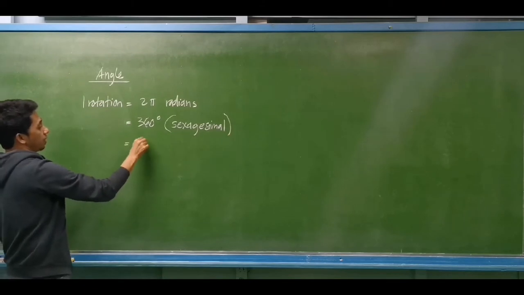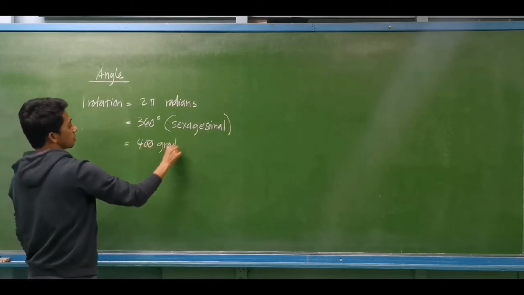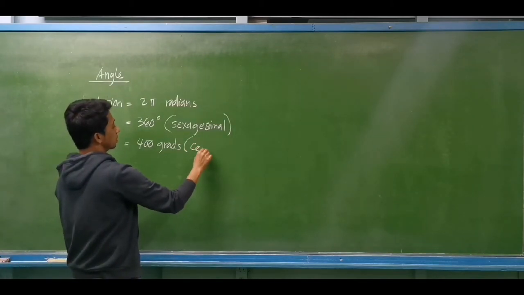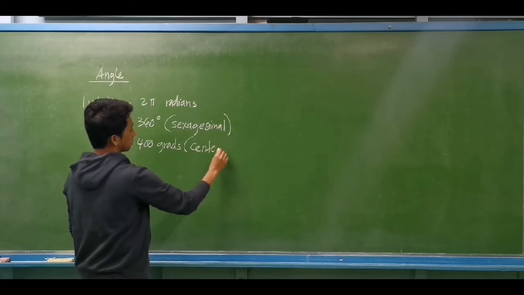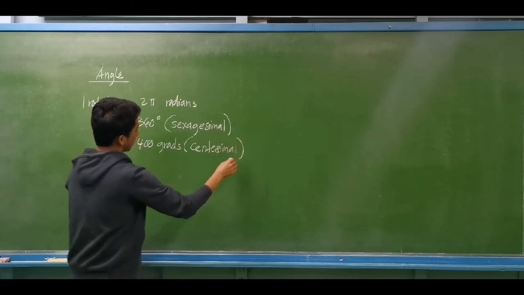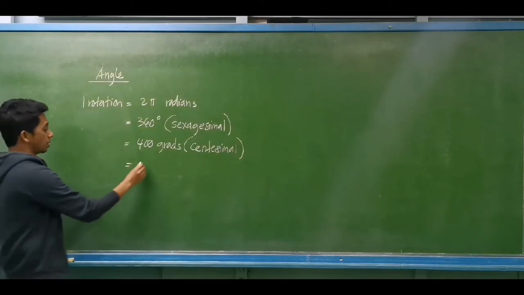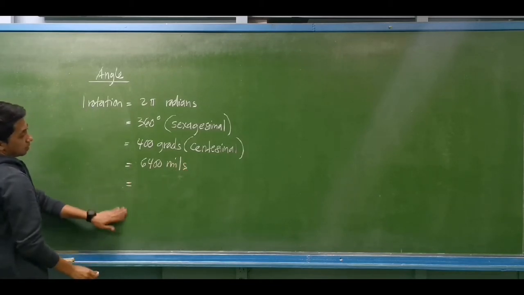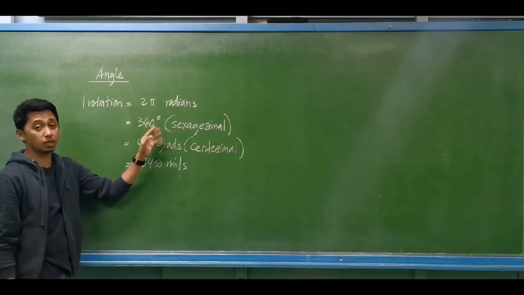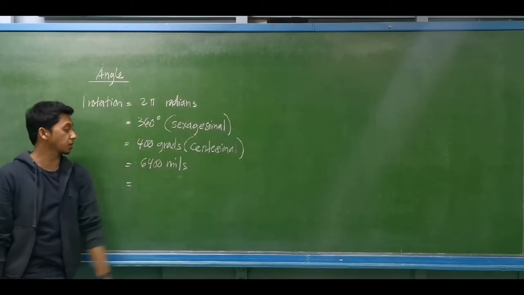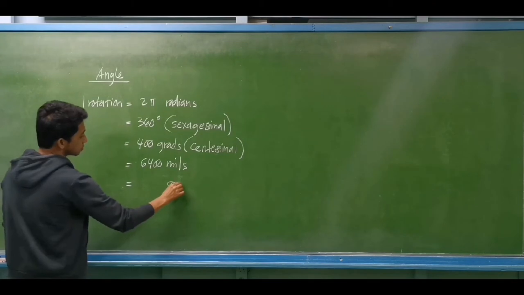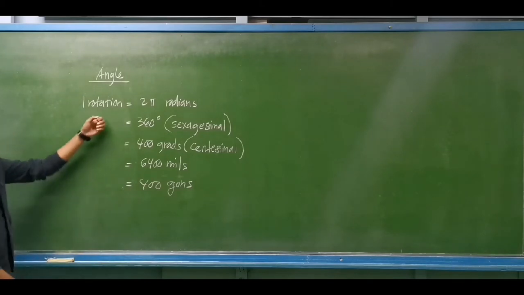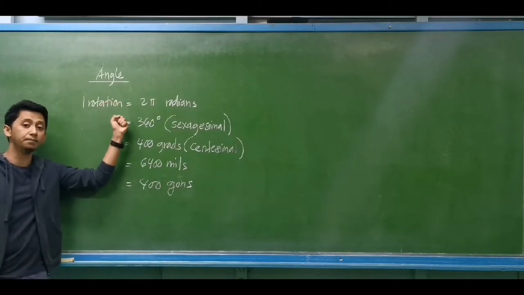Okay, then we have the 400 grads. Okay, kapag grads naman or gradients yung usapan, this is the centesimal system. And one rotation, pareho lang din ito sa 6,400 mils. Then we have, other than radians, the degrees or the sexagesimal system, the grads under the centesimal system, we have also the unit gons. Pero yung gons na to, pareho lang dun sa grads. So we have 400 grads. So these are some of the popular units for the angle measurement.